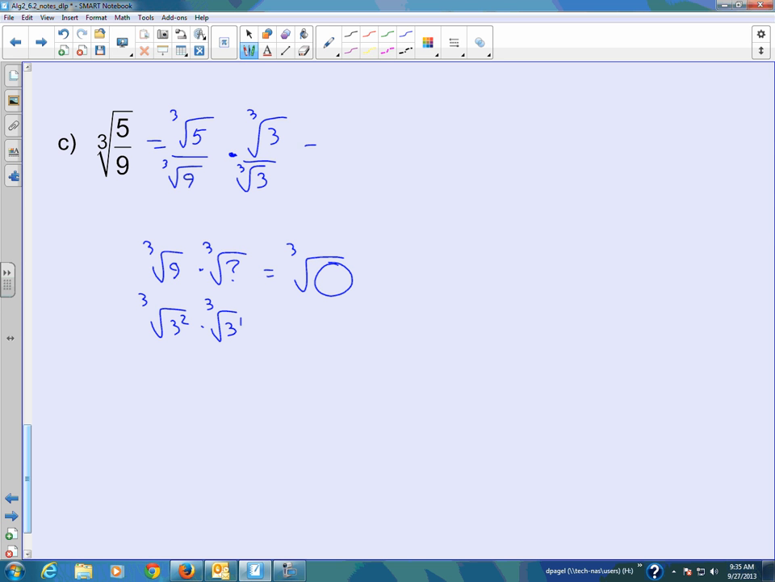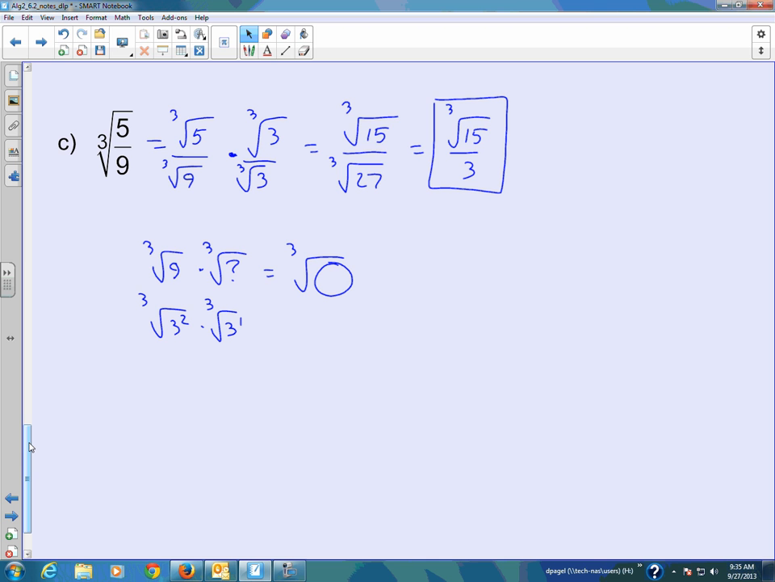Multiplying again. So I have a cube root of a 15 over a cube root of a 27, which is just 3. And now it's real tempting to take that 3 and divide 15 by 3. I cannot do that because it's not a 15 in the numerator. It is a cube root of 15, so I cannot divide it. And there's my final answer for that.